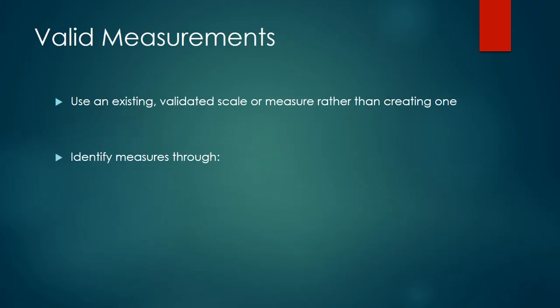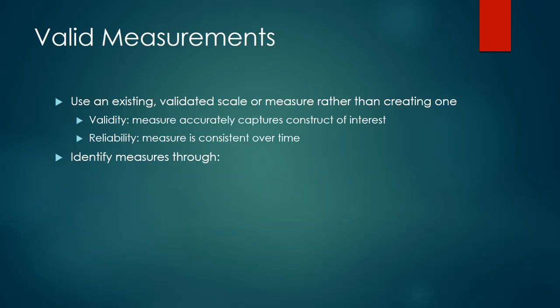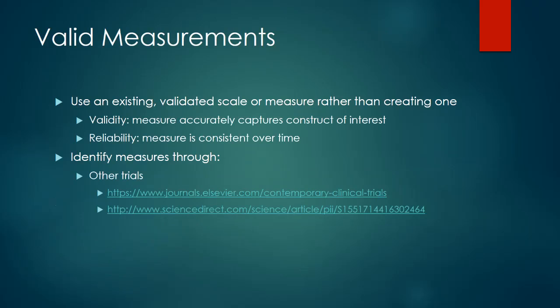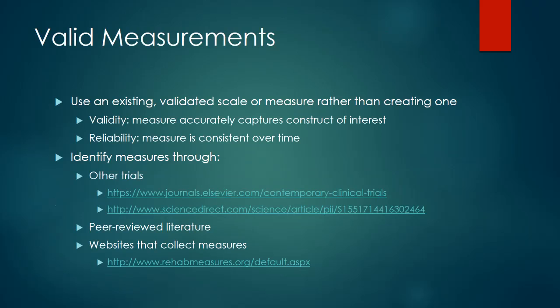In general, when we're talking about measurement, we want to use an existing or validated scale rather than coming up with our own. We could identify these kinds of measures from other trials. A couple examples are here. There's a journal called Contemporary Clinical Trials that describes study design, so that's a nice resource. The peer-reviewed literature more broadly is another good place to find valid and reliable measures. And in some cases, there are websites or other sources that collect measures. One that focuses on rehabilitation outcomes measures is rehabmeasures.org.